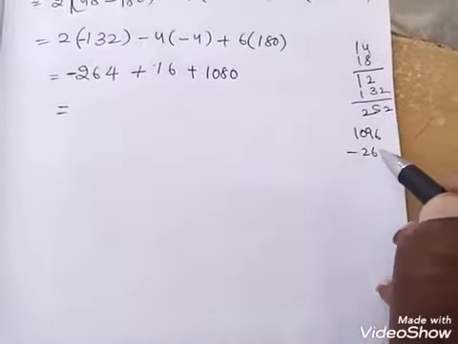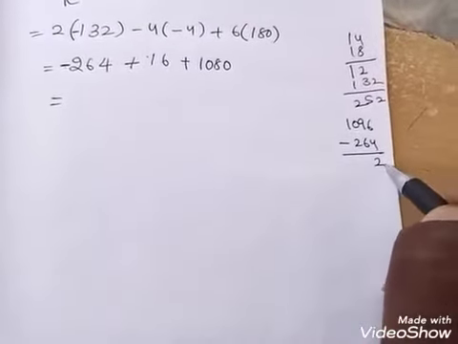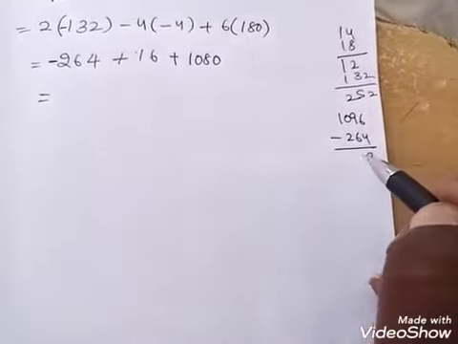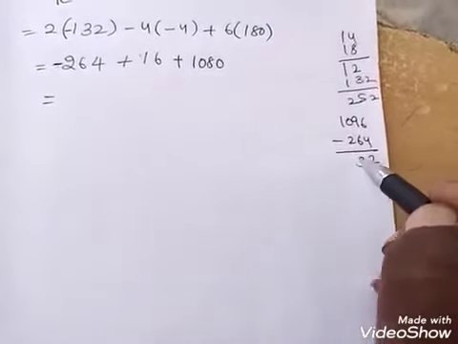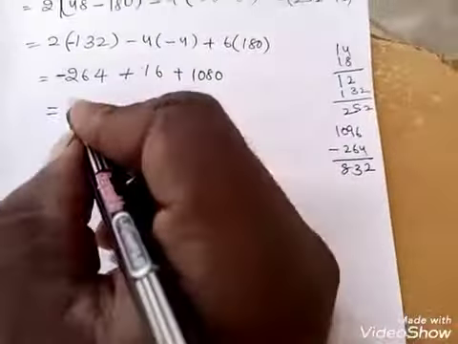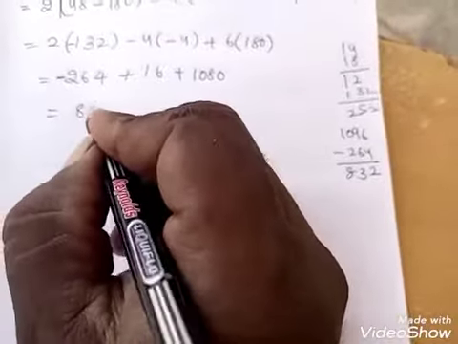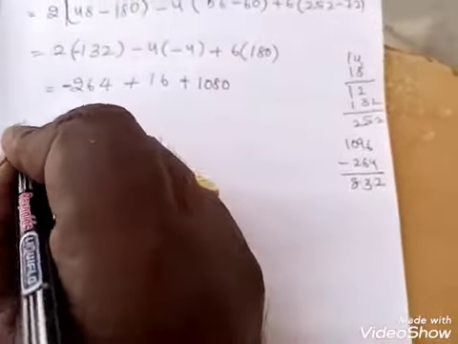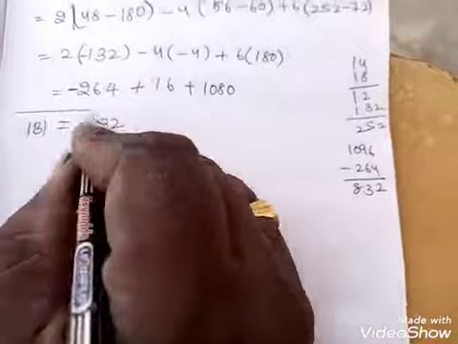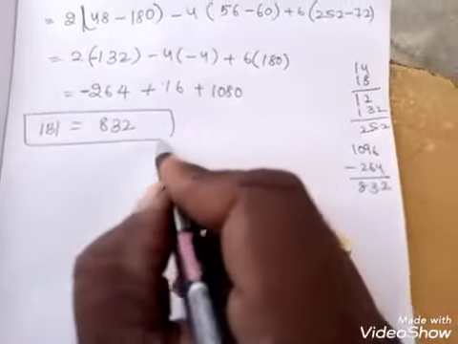Minus 264. That means you are going to get 2 and 9 minus 6, 3, and this you are going to get 8. That is 832. This is the det of B. Sorry, I should not say the modulus of B.